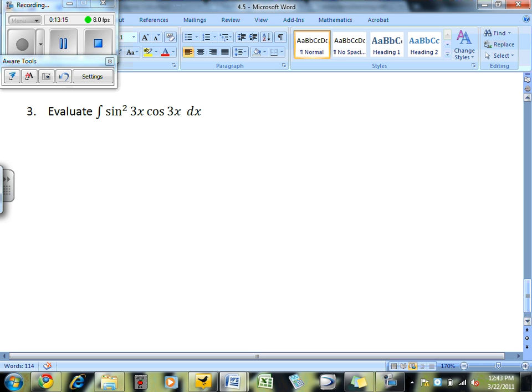We want to evaluate this integral, sine squared 3x cosine of 3x. We can rewrite this as sine of 3x squared times cosine 3x dx. If you notice, we have a function that's inside, another function. We have our inner function, which is going to be u. So let's make u equal sine of 3x.